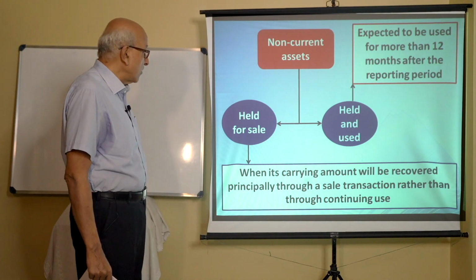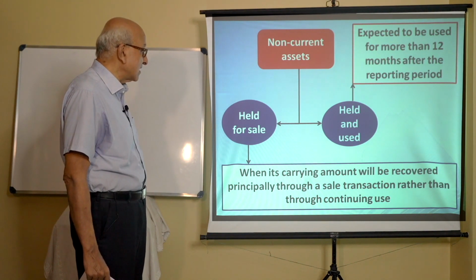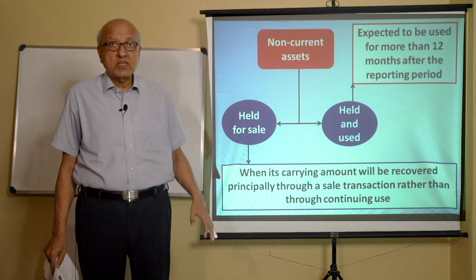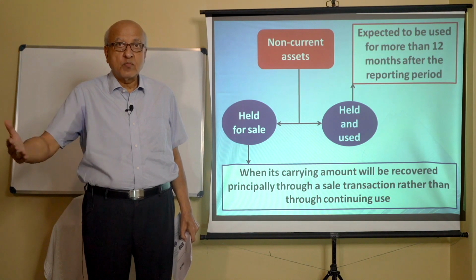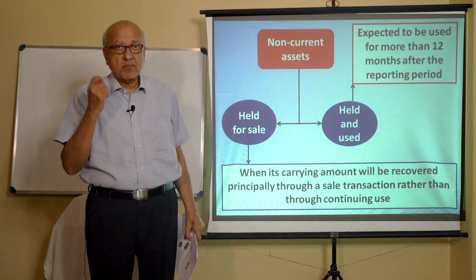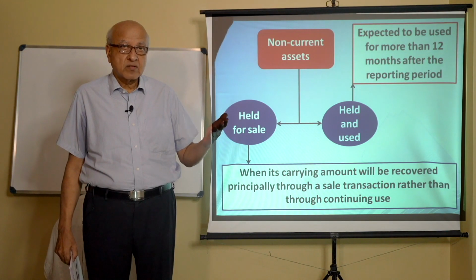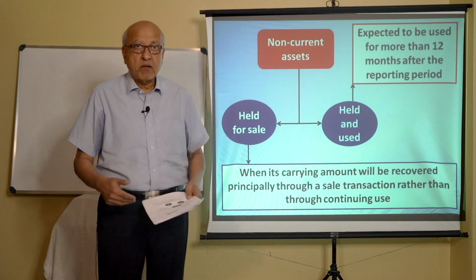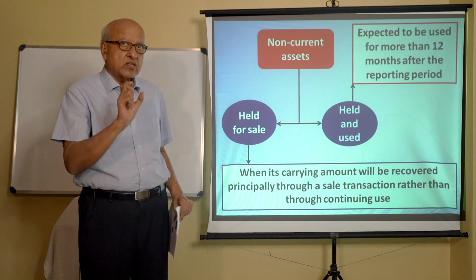What is held for sale? When its carrying amount will be recovered principally through a sale transaction rather than through continuing use. It will no longer be in use in the business. They are discarded from use. The asset will be sold. So we need to make a discrimination that particular asset, it is used in the business, it is not used in the business, meant for immediate sale. That means what? What is meant to be sold?